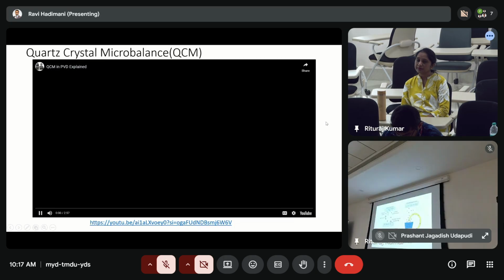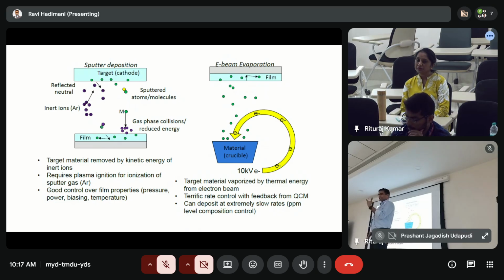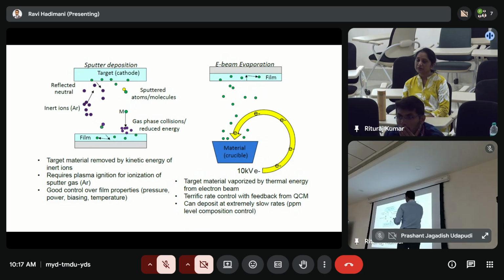Okay. So we saw thermal evaporation and E-beam evaporation. Those are two physical vapor deposition techniques. Now we have another vapor deposition technique that is slightly more sophisticated. It's not just heating up or using an electron beam. It's called sputtering deposition.